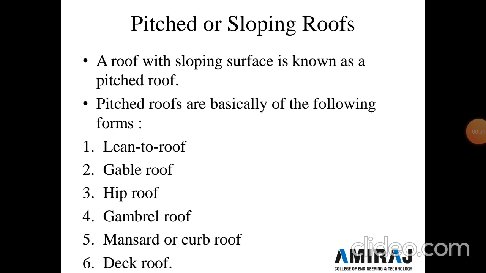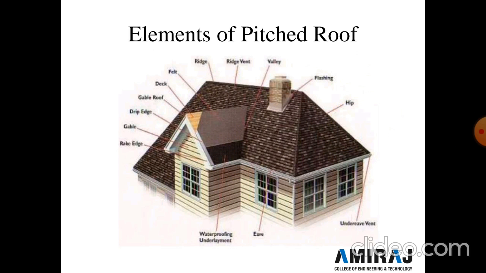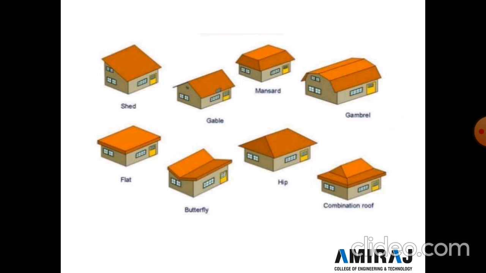Now next is the fourth type of roof, the gambrel roof. Like a gable roof, a gambrel roof slopes in two directions, but there is a break in each slope. At each end, a vertical face is formed. See this figure. This is the gambrel roof. In this gambrel roof, slope is provided on only two sides, but here a break is provided in each slope.